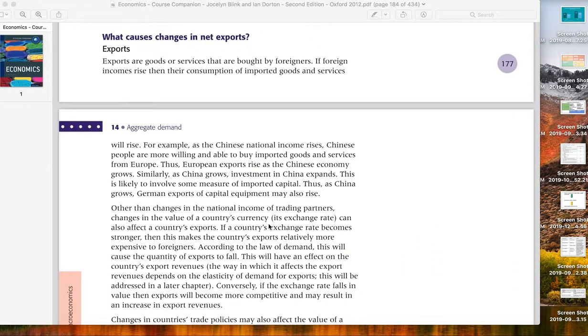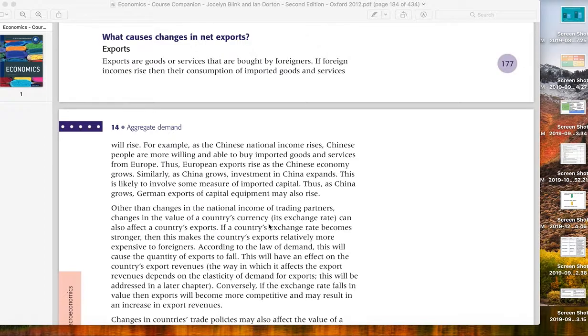Exports, once again, these are things that foreigners are buying from your country. So they're made domestically, sold abroad. If foreign income rises, so the other countries are getting wealthier, then guess what? They can afford a lot more items from abroad, fancy cool stuff, or petrol from the UAE in our case. So when Chinese national income rises, Chinese people are more willing and able to buy imported goods and services from, for example, Europe. So European exports rise as the Chinese economy starts to grow.